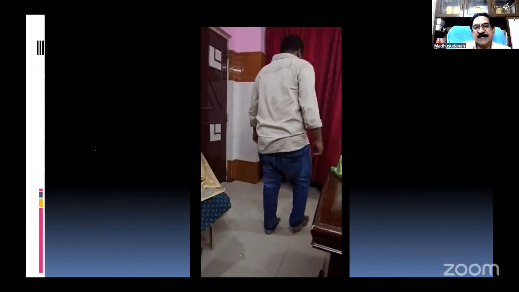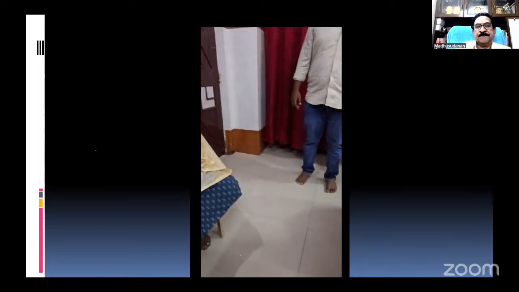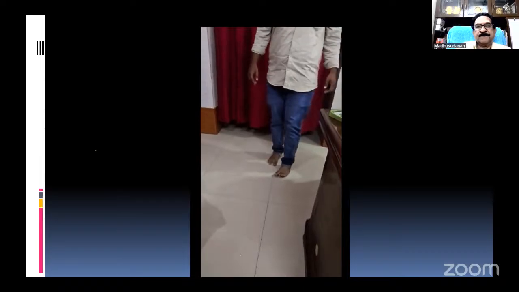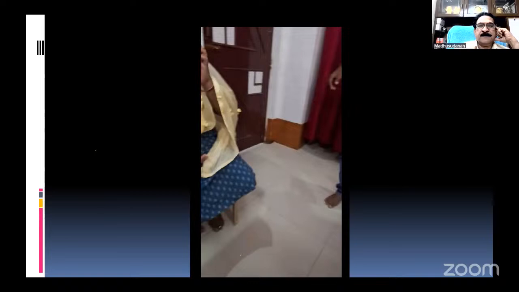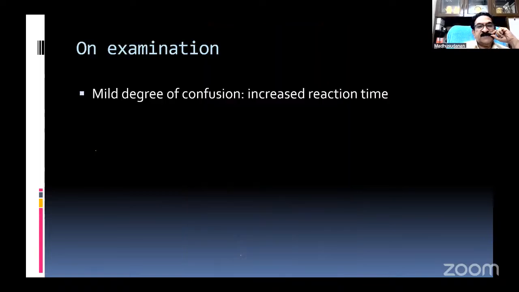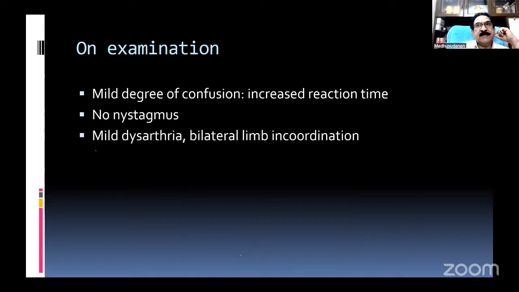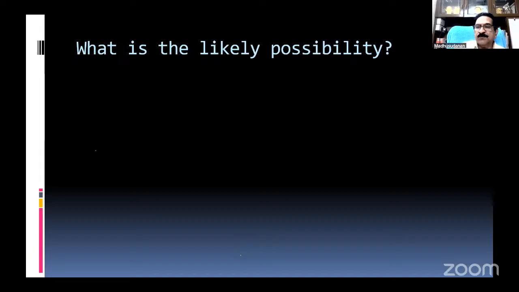Tandem walking, gait ataxia. Mild degree of confusion, increased reaction time was there, no nystagmus, mild dysarthria, bilateral limb incoordination, left more than right, he is ataxic. So what is the likely possibility in this patient?